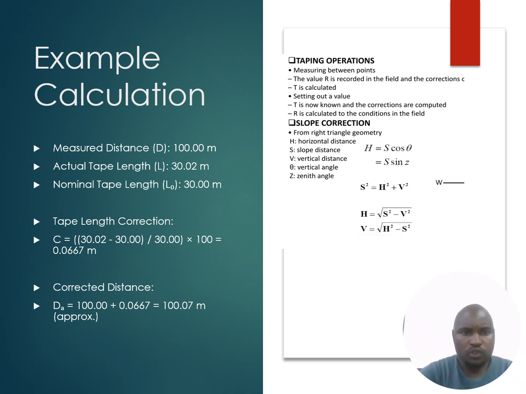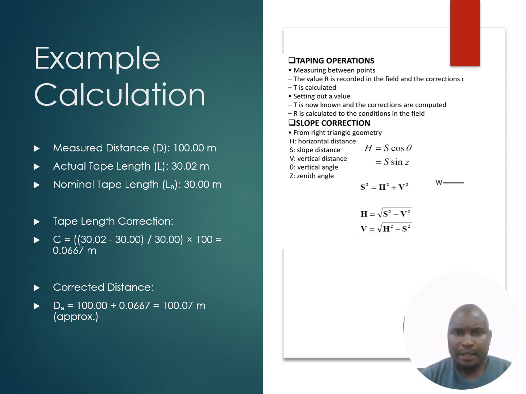The correction equals 30.02 minus 30.00, divided by 30, then we close the brackets, times 100, which means the solution equals 0.0667 meters. The corrected distance D equals 100 plus 0.0667, which equals 100.067 meters.